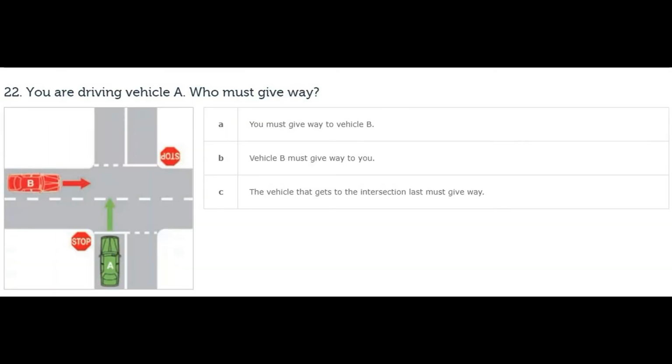Question 22. You are driving vehicle A. Who must give way? A. You must give way to vehicle B. B. Vehicle B must give way to you. C. The vehicle that gets to the intersection last must give way.